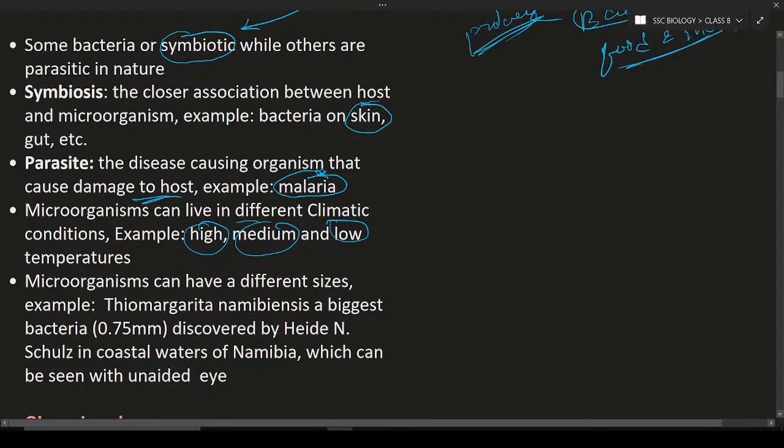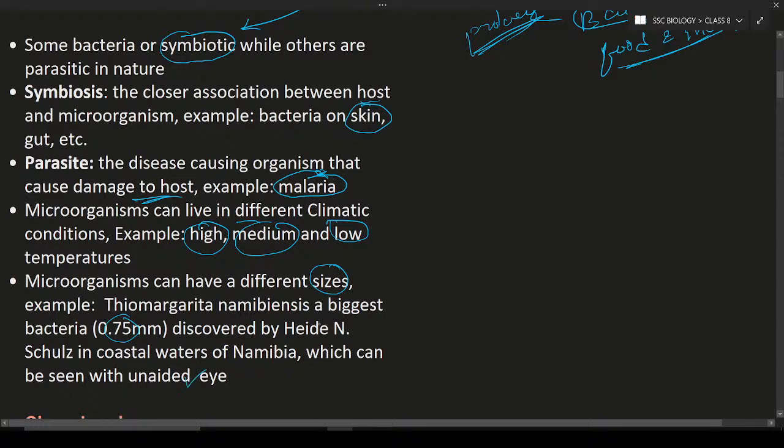Next, microorganisms have different sizes. One of the largest is 0.75 millimeters. Its name is Margarita namibiensis. It is the biggest bacteria. Its size is about 0.75 millimeters, so you can see this bacteria clearly with your eye, without any microscope.